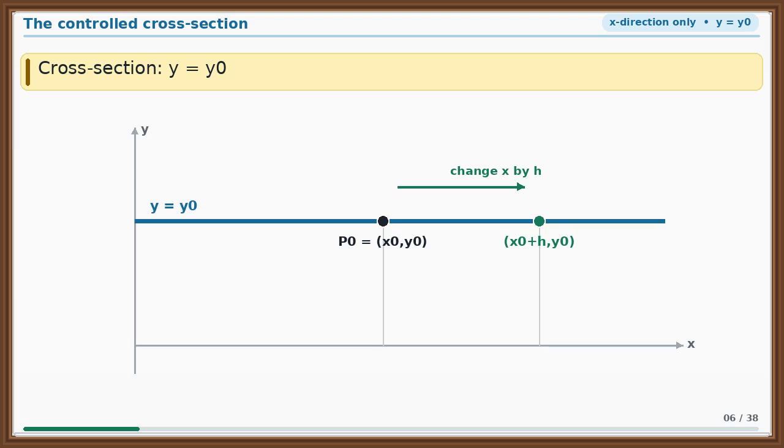Here is the controlled cross-section. The blue horizontal line represents y fixed at y0, the center is P0, and the nearby blue point is reached by changing x by h. Every difference quotient stays on this one line.